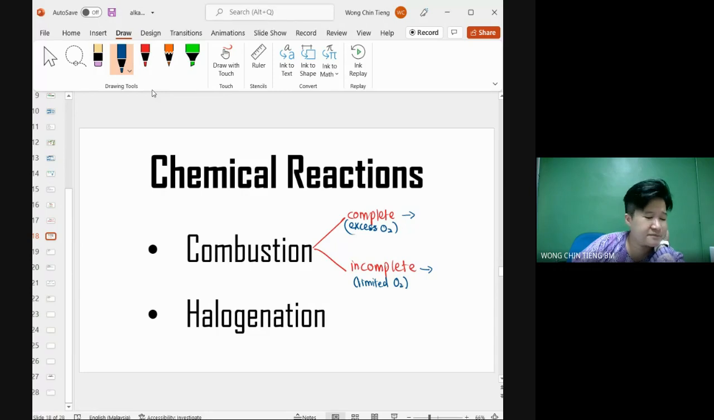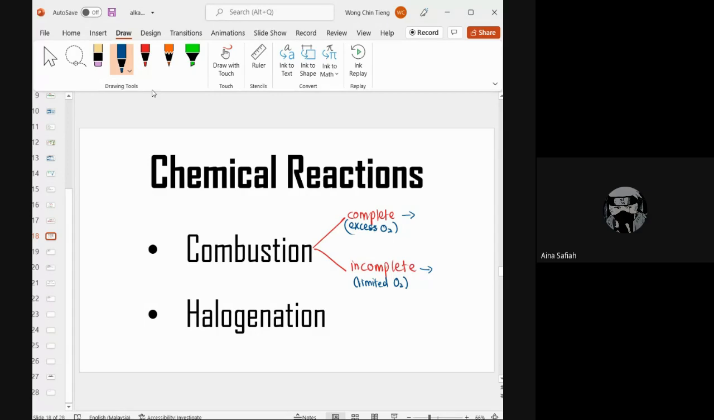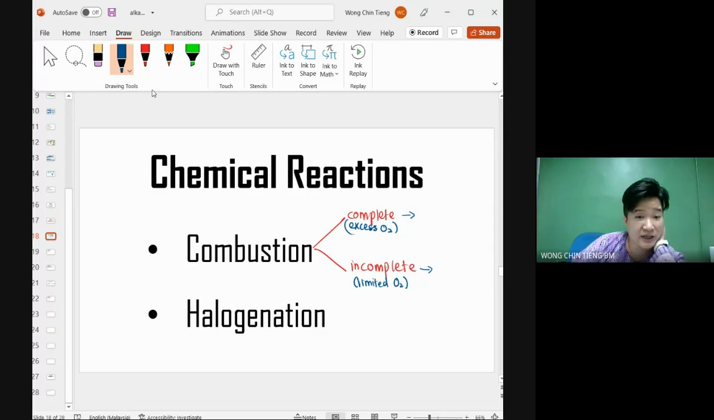Come on Aina. Kalau complete produk dia carbon. Seriously? Anybody want to say anything?